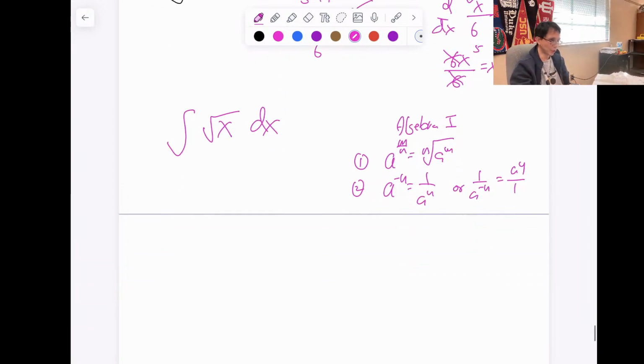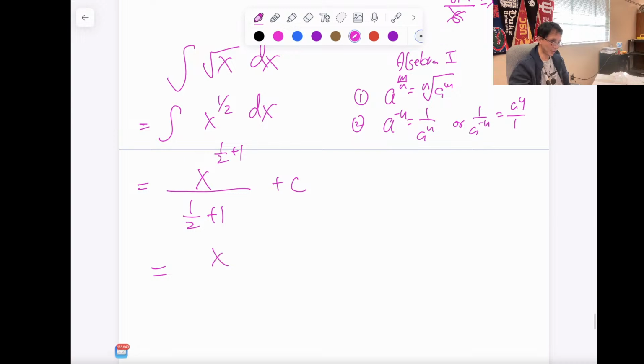So what's the integration of x to the square root? Can you rewrite that? X to 1/2, good. Then that's equal to x to the 1/2 plus 1 over 1/2 plus 1.